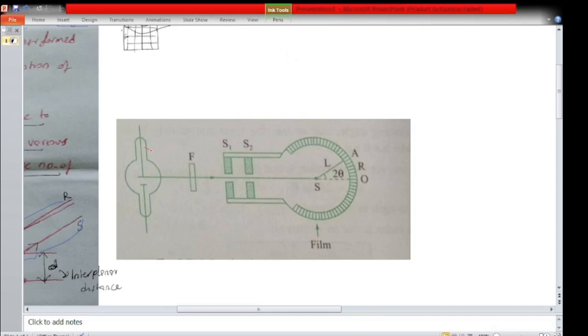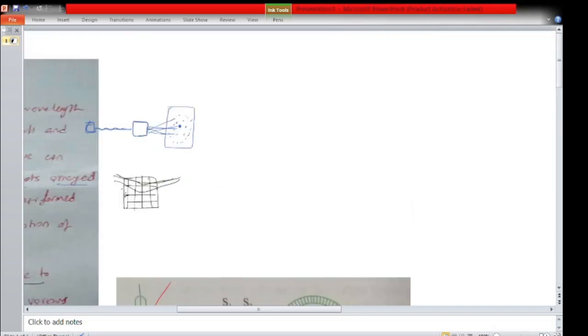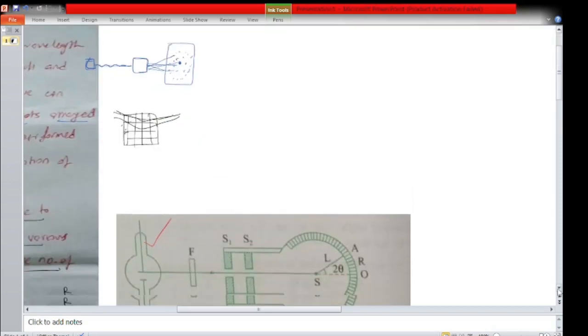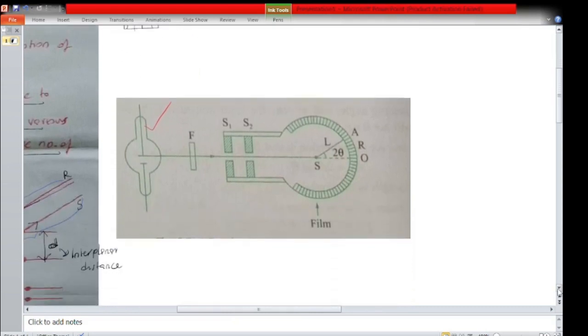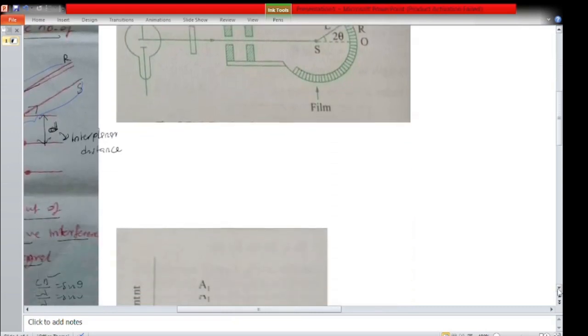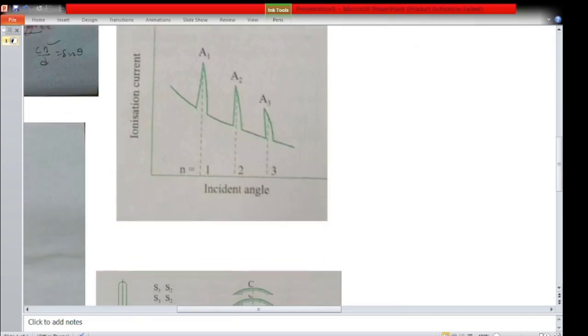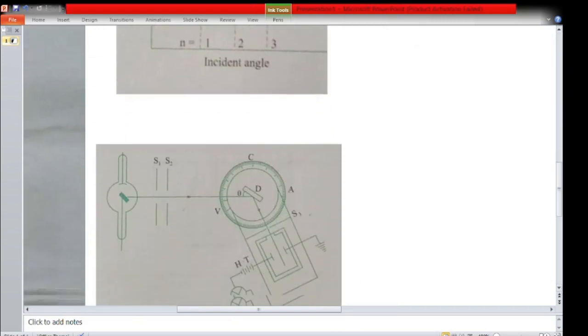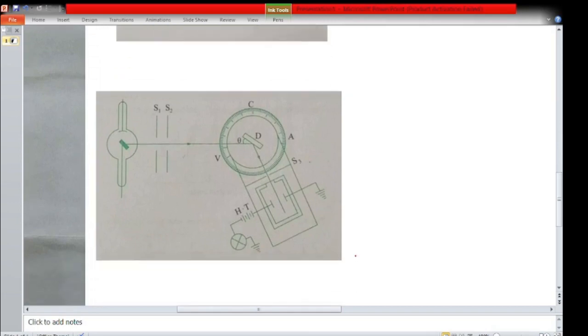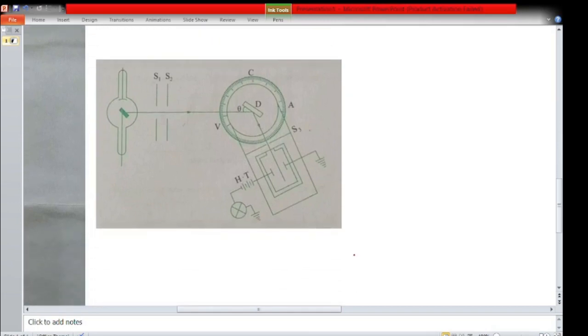I think I have misplaced that figure. Let me see whether it is here. Yeah, this one. This is Bragg's X-ray spectrometer. So now we can see this is the source, the X-ray source.